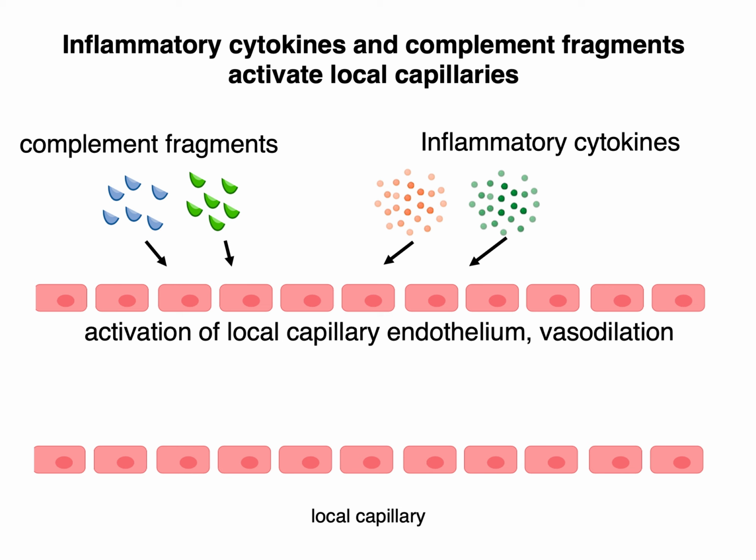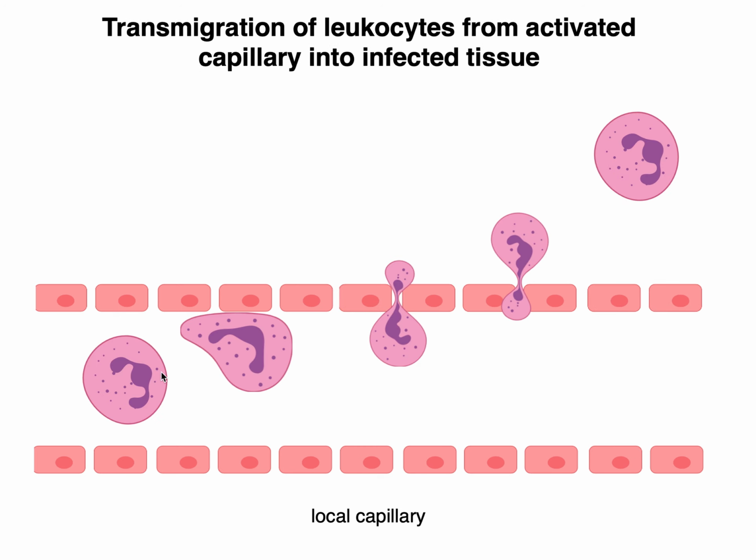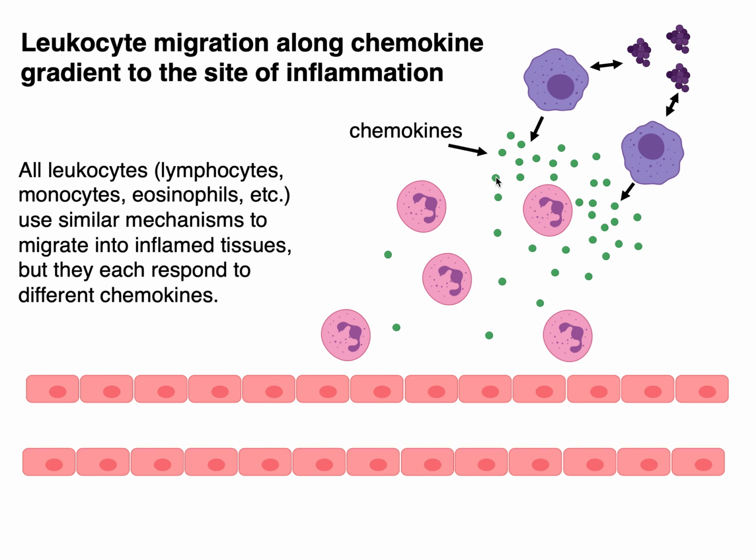And when these complement fragments and inflammatory cytokines get produced after exposure to a pathogen, they will act on the local capillaries to activate them and induce their vasodilation. And the effect of this vasodilation is the migration of cells in circulation across these capillary walls into the inflamed tissue. So here's an example of a neutrophil that's migrating in the capillary, and when it comes across this activated endothelium that is vasodilated, it can squeeze in between these cells into the infected tissue.